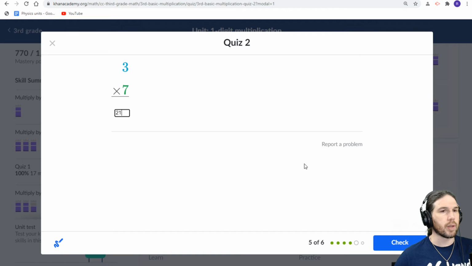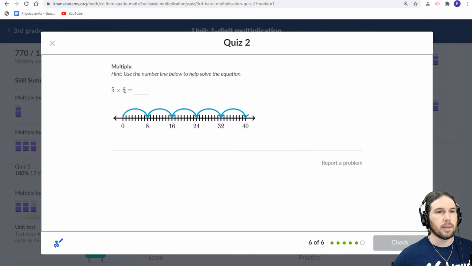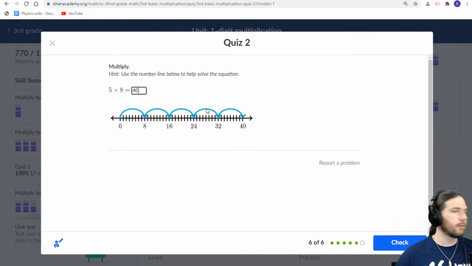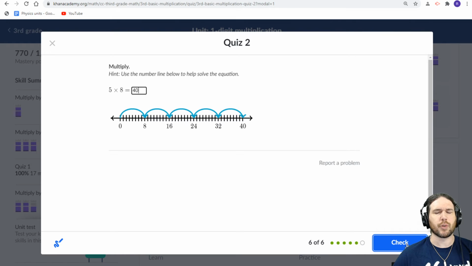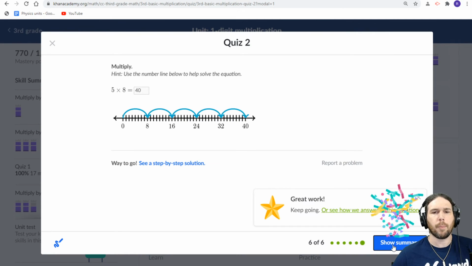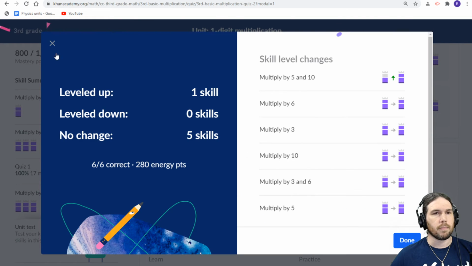3 times 7 is 21. And then finally, 5 times 8 is 40. 5, 10, 15, 20, 25, 30, 35, 40. Counting by 5s for some reason is really easy. Maybe because it's a nice, steady, easy cadence and pattern. I don't know. That's quiz 2.